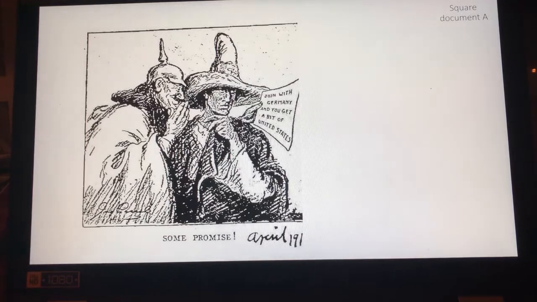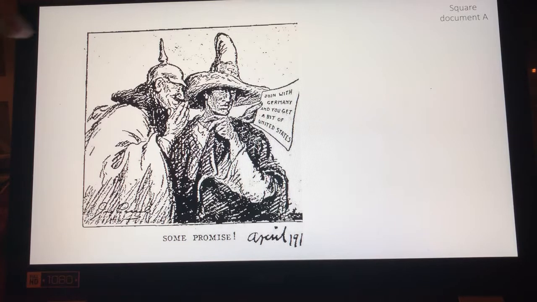The next one I'm going to show you is on the second page of the bubble documents. And it's an image. It's not bubbled, but there's a couple of things that we have to talk about with political cartoons at this time. It should say, I know it says square document A, but that's a mistake on mine. It's square document D. Right? It's on the second page.